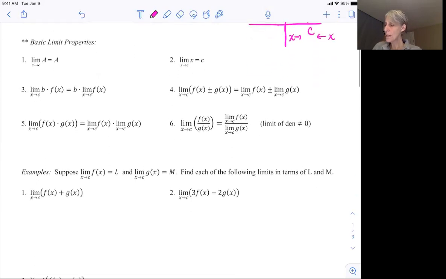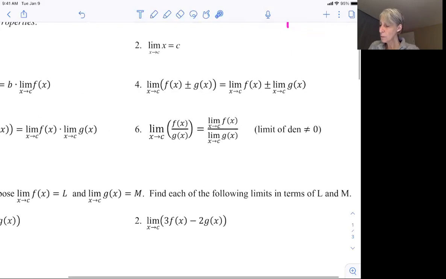All right, so our basic limit properties. The limit as x approaches c of a is just going to equal a. The limit as x approaches c of x is going to equal c, because we're just plugging in c for x. And again, it will start to make more sense in just a few minutes. The limit as x approaches c of b times f of x: if we have a situation like this, we can move our b out front and then evaluate the limit.